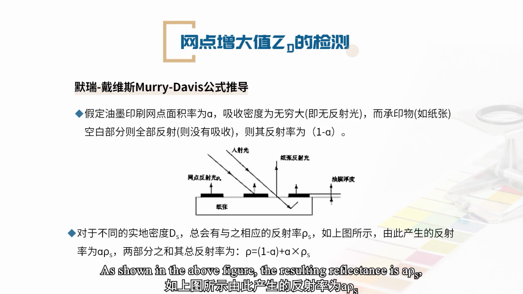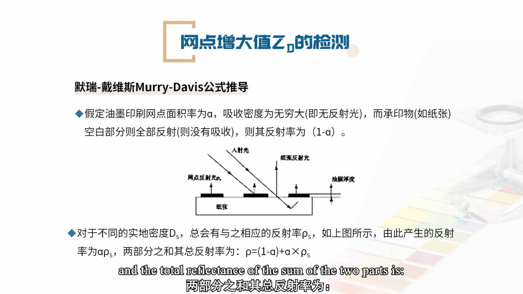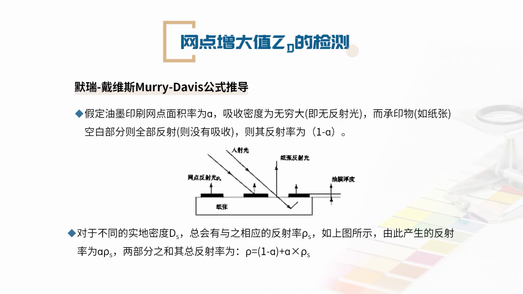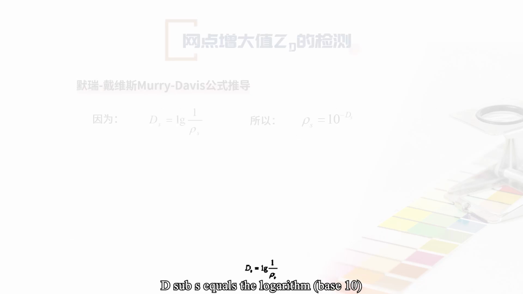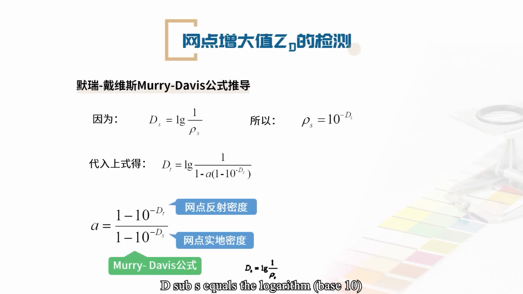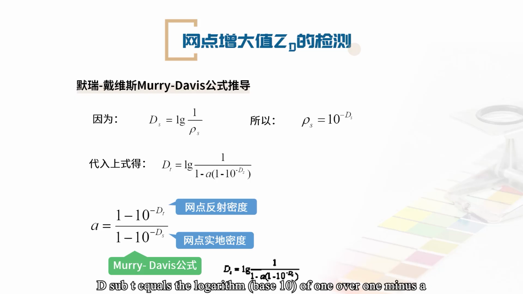As shown in the above figure, the resulting reflectance is ρ_s, and the total reflectance of the sum of the two parts is ρ = (1 - A) + A·ρ_s. D_s = log10(1/ρ_s), so ρ_s = 10^(-D_s). D_t = log10(1 / (1 - A(1 - 10^(-D_s)))).